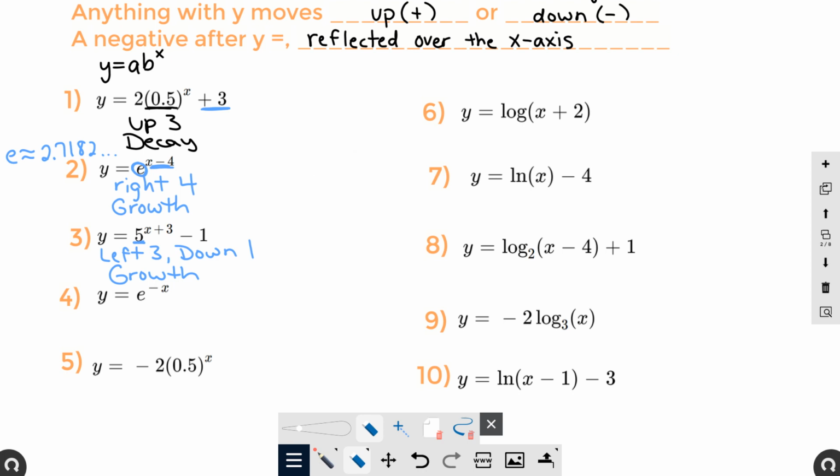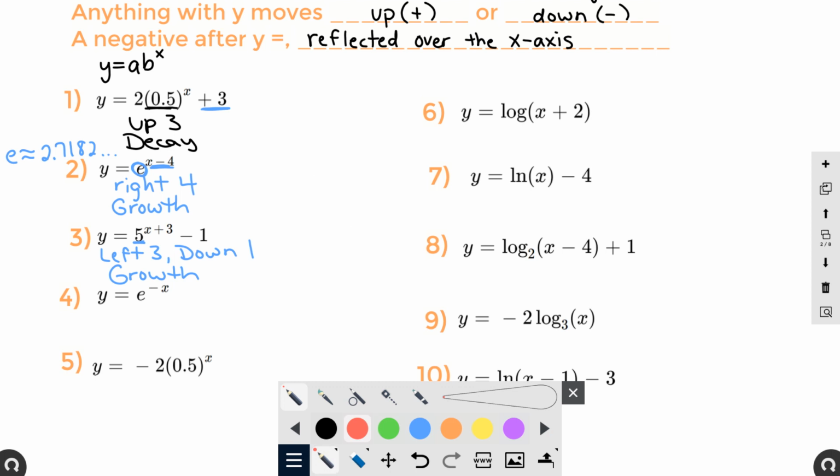So let's look at our next problem. Now this one's a little bit different. This is something that we actually haven't seen too much of before. We said if there's a negative before the y equals, it reflects over the x-axis. But this negative is not right after the y equals, it's with the x. So what should we do to see what happens with it?